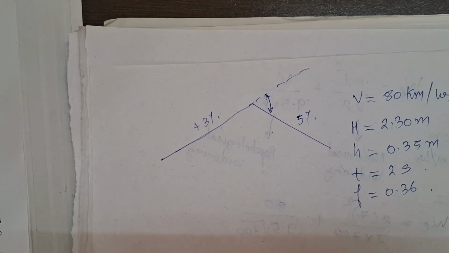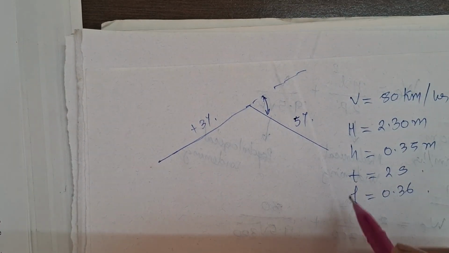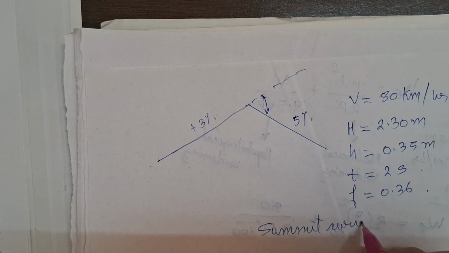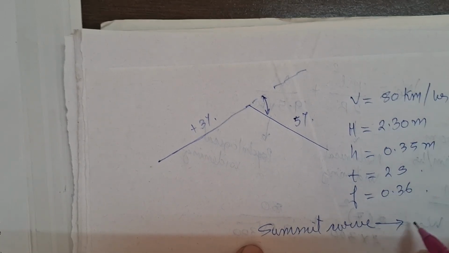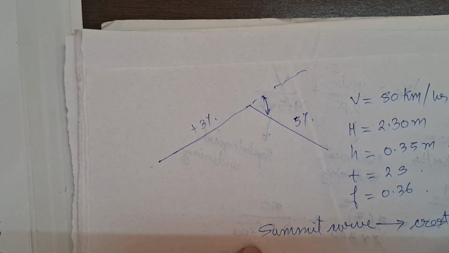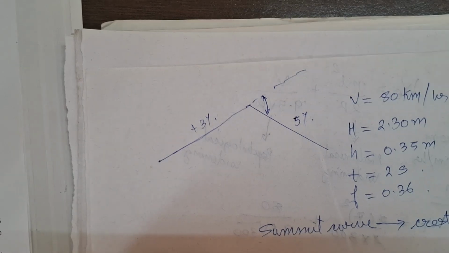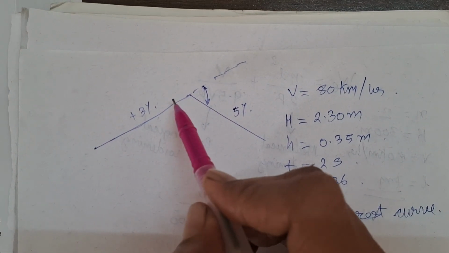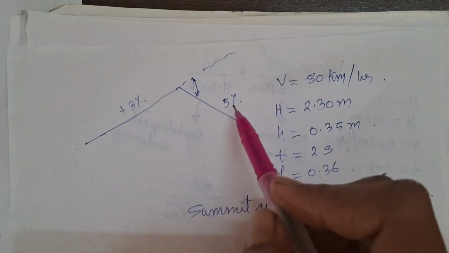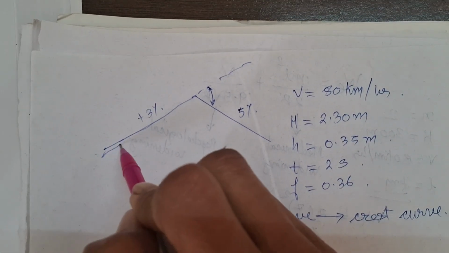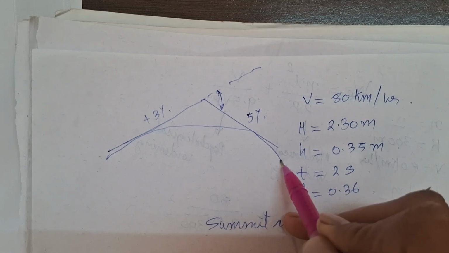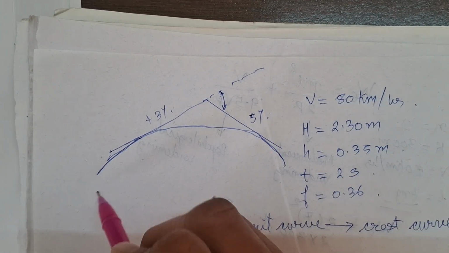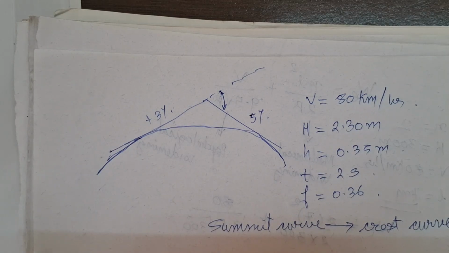Now first we are supposed to see, this is a summit curve. How is the summit curve formed? Summit curve is also known as crest curve. You can see this is plus 3% and downfall, that is minus 5%. So the curve will be like this. This is a summit curve or crest curve.